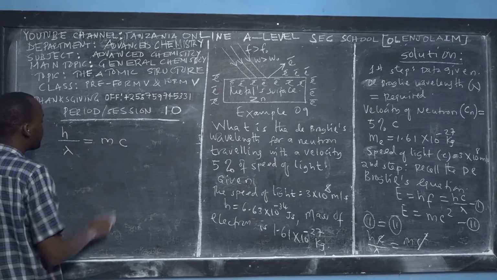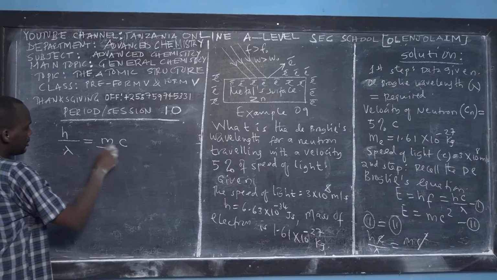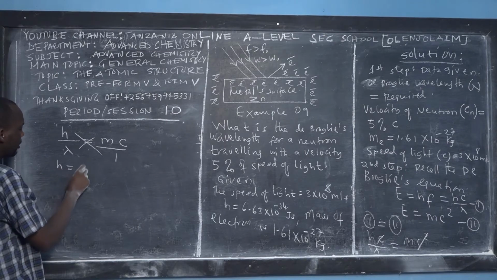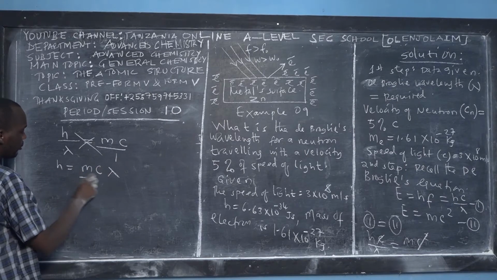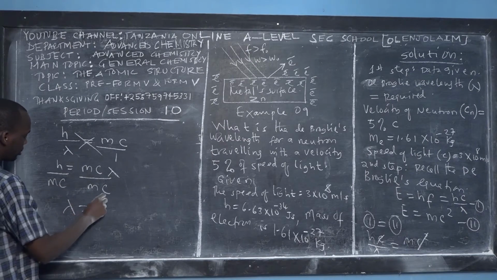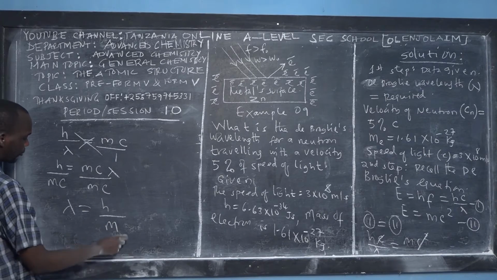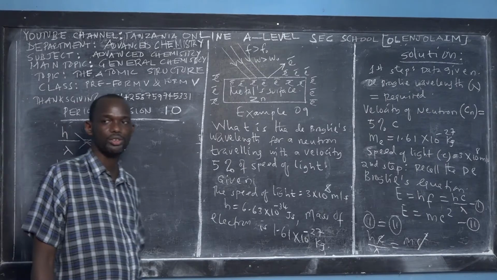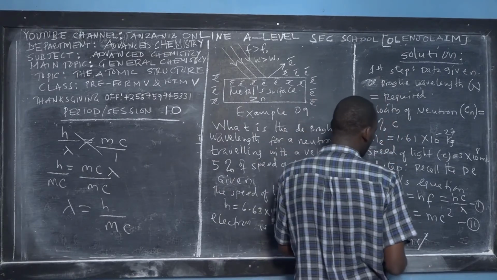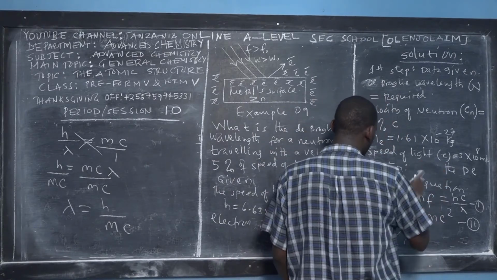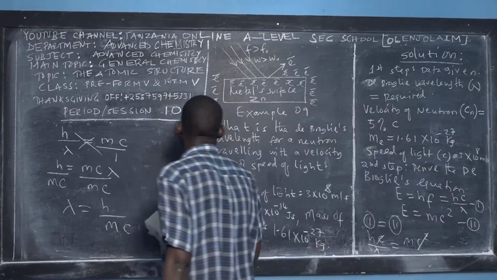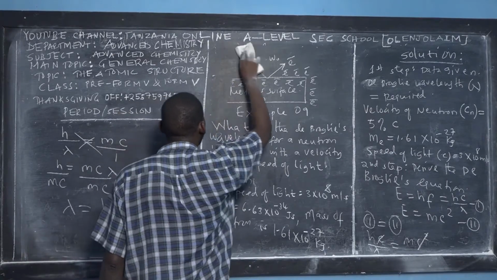So for this equation of mass times c squared, the next step, this is over 1. Then we cross multiply: Planck's constant is equal to mass times c times wavelength. Then we divide by mass and by c. So the wavelength is equal to Planck's constant over the mass times the speed of light. So this is the second equation. We have derived the de Broglie's equation. So we have our de Broglie's equation there.